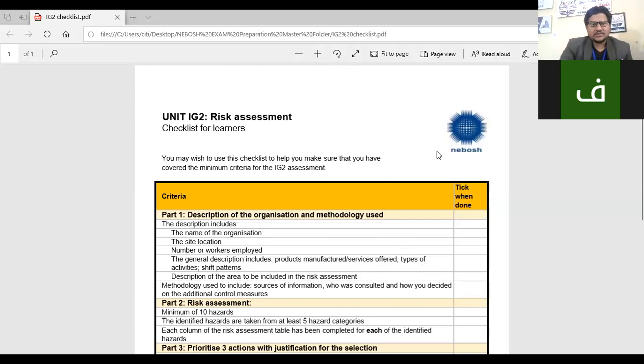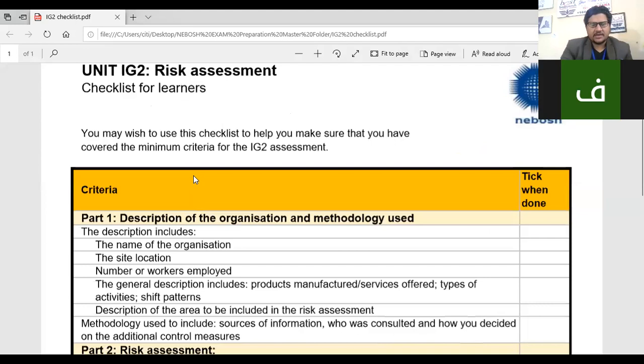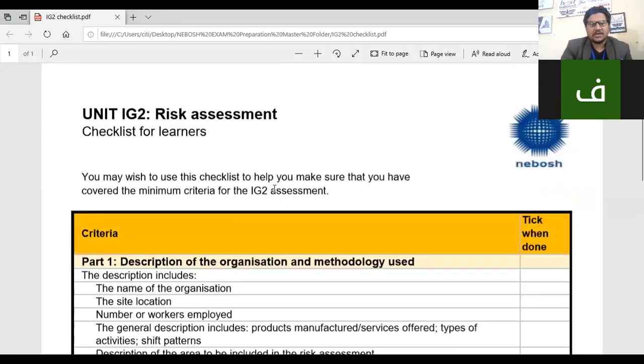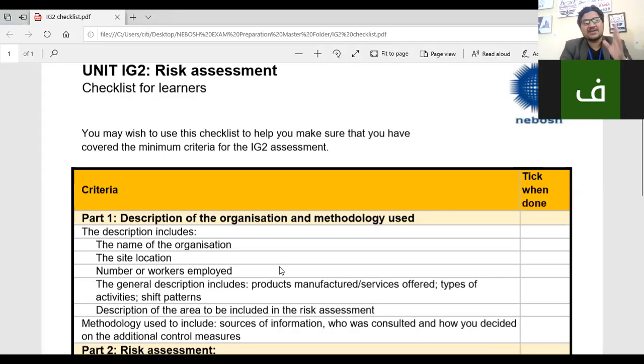So what you can do is, while you are preparing your risk assessment project, print that checklist, which I'm going to share in WhatsApp also. Because in the checklist, don't tick until you are 100% sure that the requirements are well met. You may wish to use this checklist to help you make sure that you have covered the minimum criteria for IG2 assessment. That means the minimum criteria. The maximum, it's up to you how much you want to improve. Even compared to NEBOSH, there is no boundary for improvements. You can write much better than NEBOSH also.